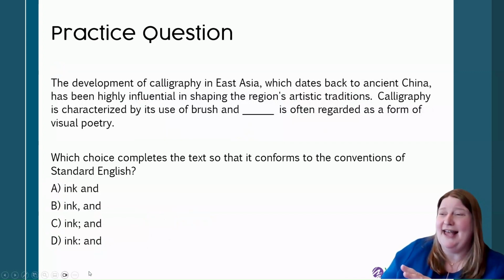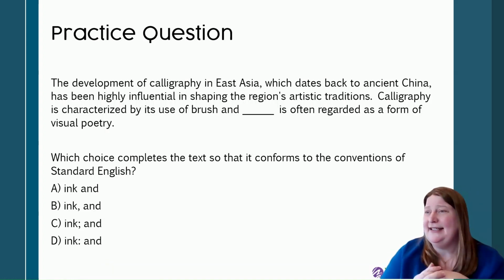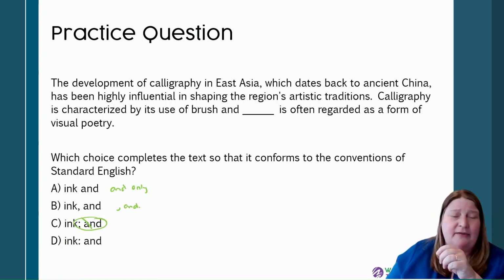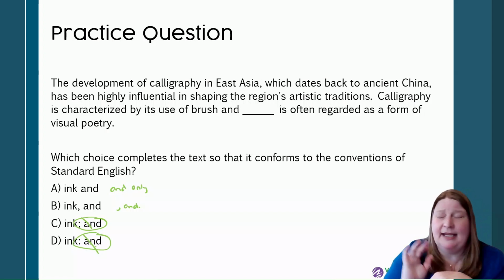One more to go. This is the last one of our unit 3. All right, please get your own answer. Hopefully you pause the video and you're ready to see the answer here. What I'm looking at is A and only a comma and. When I see a semicolon and, I cross it off right away. I might reconsider if it's a super list. A colon and, always wrong. C and D, I'm going to cross off right away.